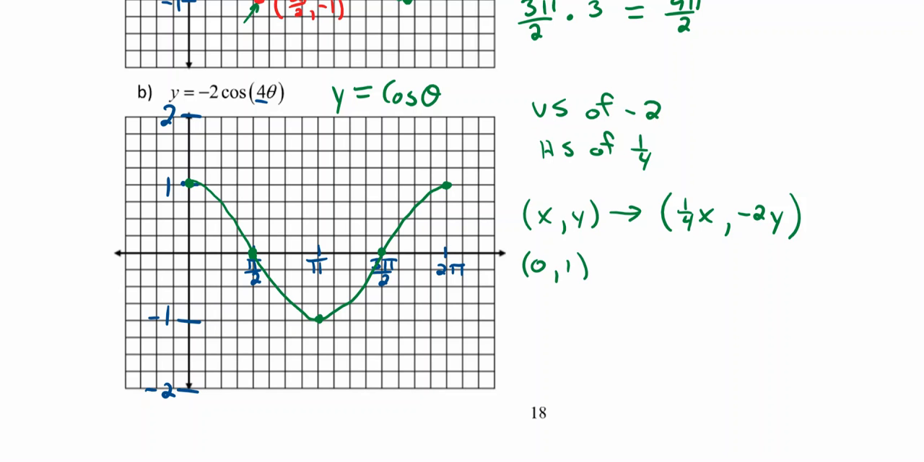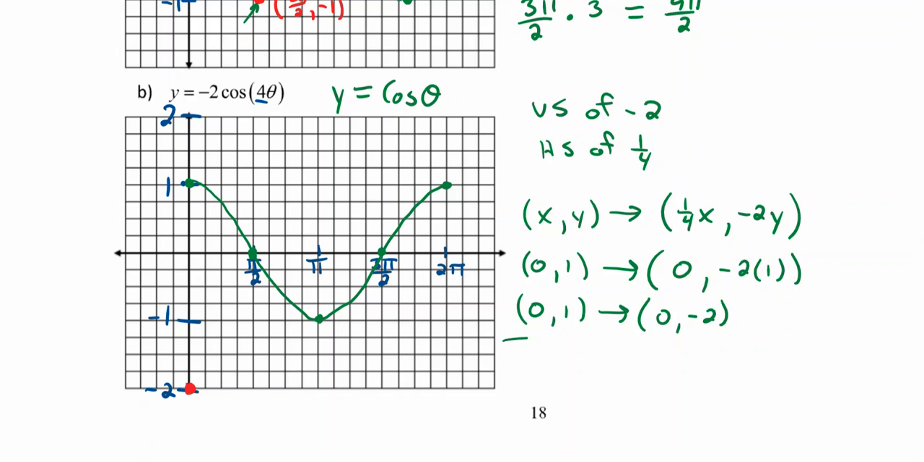Where does this go? This point will now be at, well, our x value is 0, so that's going to be still 0, right? 0 times 1 over 4 is 0. And then our y value is going to be -2 times 1, so the point would be 0, -2. All right, so where is that? Let's do it in red. So that's down here. Now that point is down here. Okay? And then we'll move on to the next one.